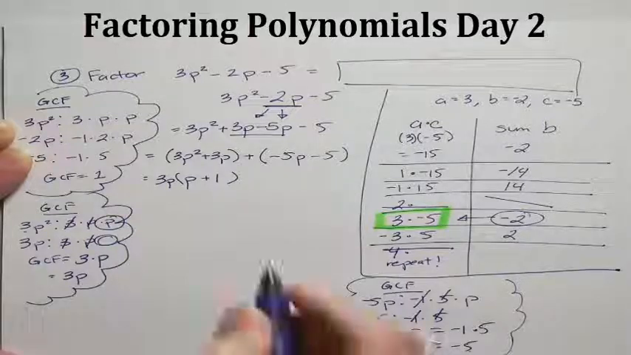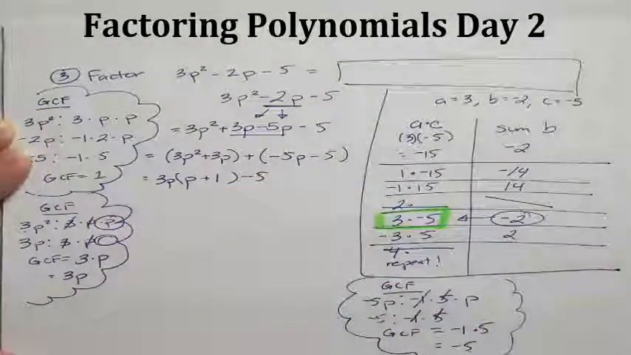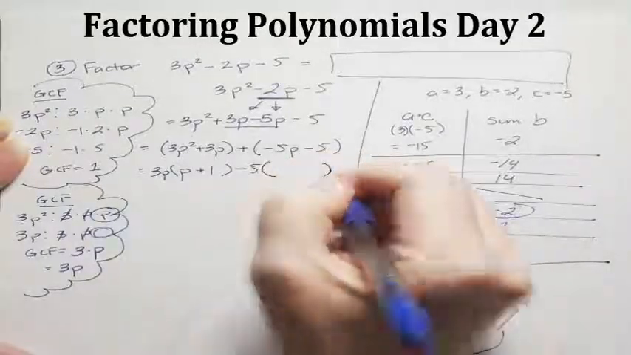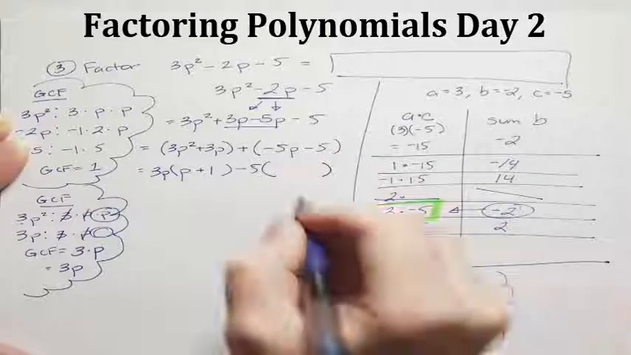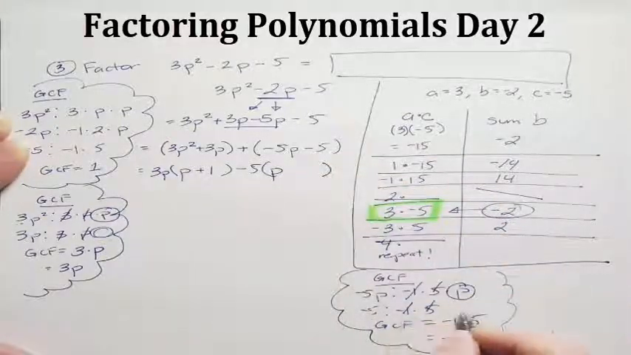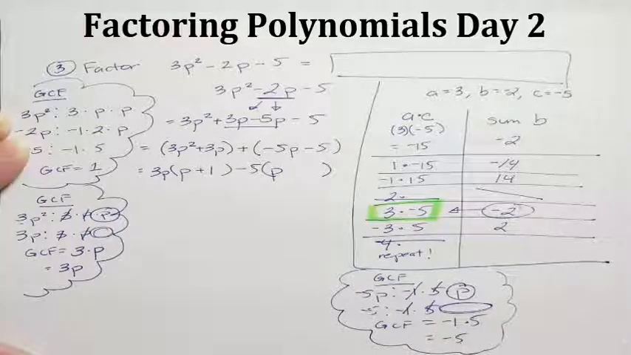You said negative 5, so I'm pulling out a negative 5, and now I need to go through my leftovers. List 1 had a leftover of p, so here's my p. List 2 didn't have any leftovers, but there has to be a leftover here, which means it's a plus 1. So here's my plus 1.